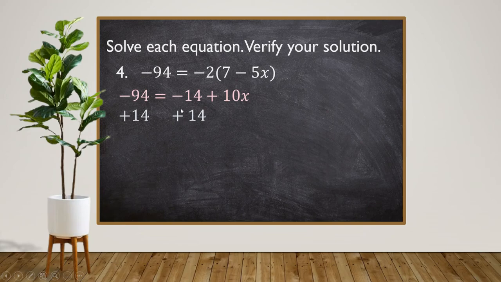So the inverse operation would be to add. So this minus 14 plus 14 will cancel each other out. And whatever we do to one side, we must do to the other side. So over here, negative 94 plus 14 would give us negative 80. And then lastly, divide both sides by 10, where we get x equals negative 8.